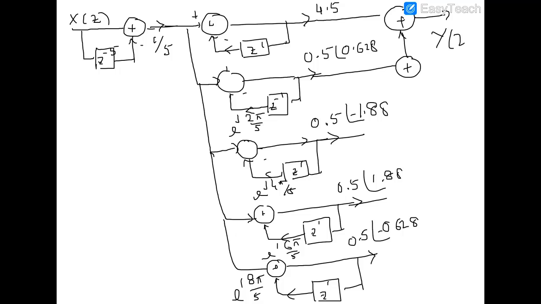Y of Z. And whatever realization we have done is single pole realization. Now, we will exploit the property that H of k is equal to H conjugate of M minus k. If you exploit this property, we can realize H2 of Z. H1 of Z will remain as it is.